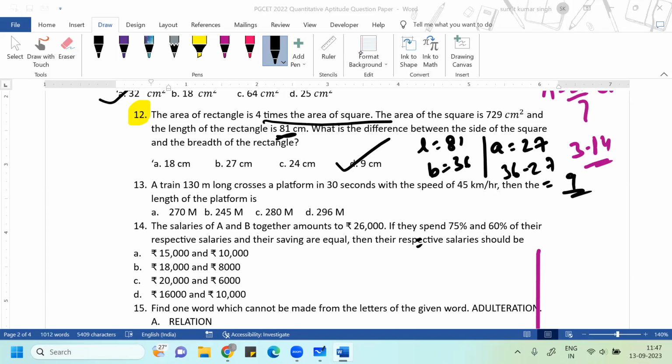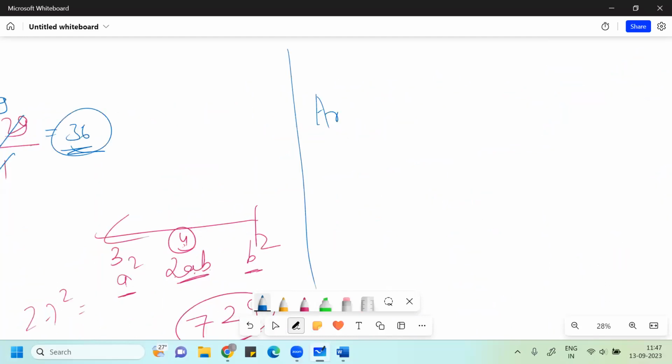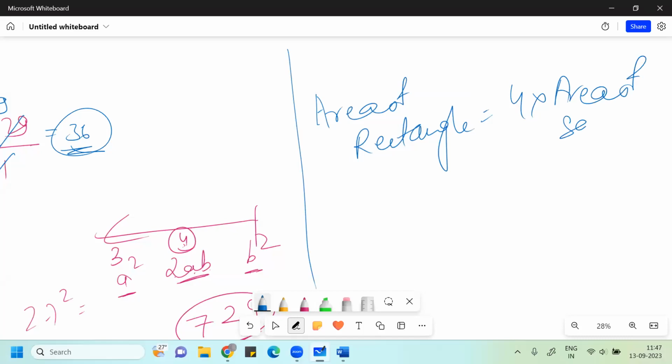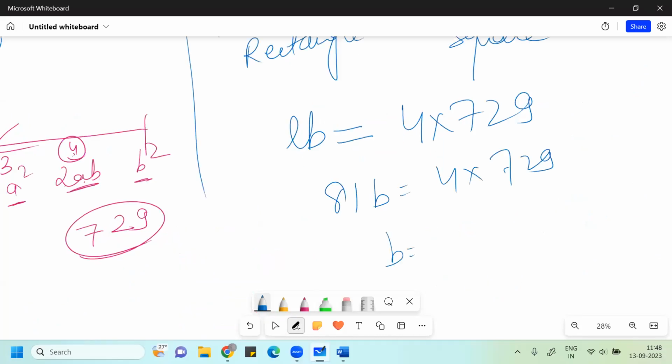So they have given in the question that the area of the rectangle is 4 times the area of the square. What is the formula of the area of a rectangle? Length into breadth. The area of the square they have given as 729. And they have given the length is 81. So 81 into breadth is equal to 4 into 729. So you can find the breadth, 4 into 729 by 81. If you solve, you will get the breadth is 36.